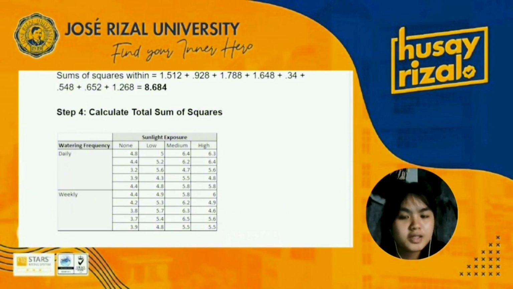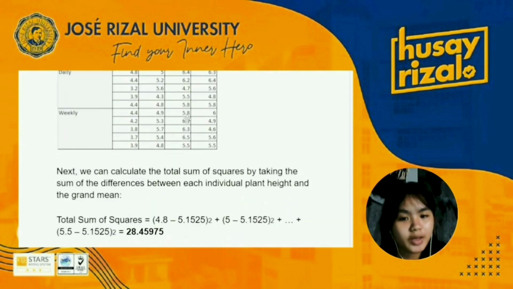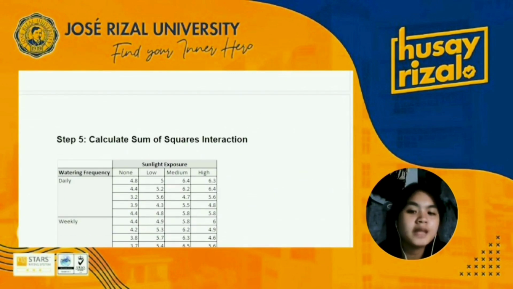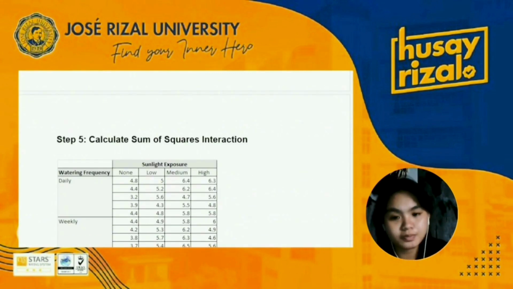So, step 4, calculate the total sum of squares. Next, we can calculate the total sum of squares by taking the sum of squared differences between each individual plant height and the grand mean. Total sum of squares is (4.8 minus 5.1525) plus (5 minus 5.1525) up to here, 4.8 up to here, so it is equal to 28.45975.